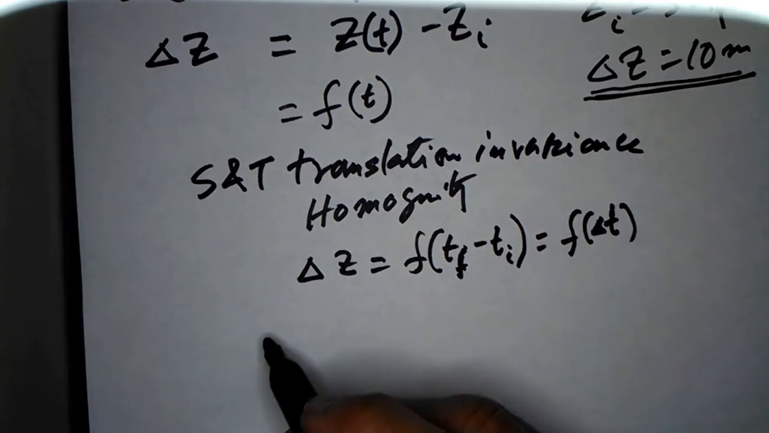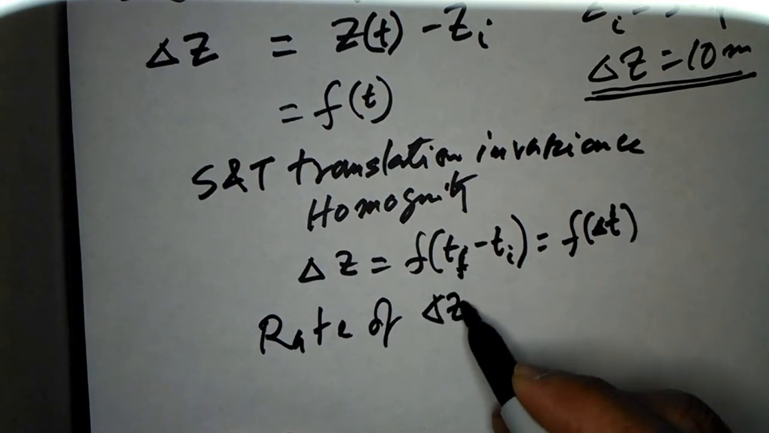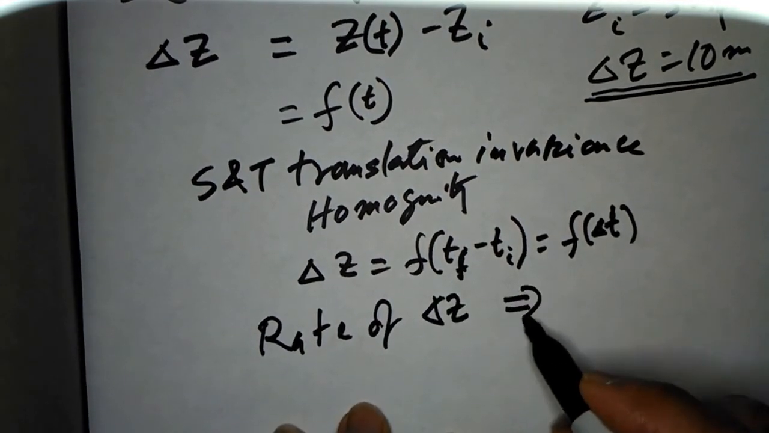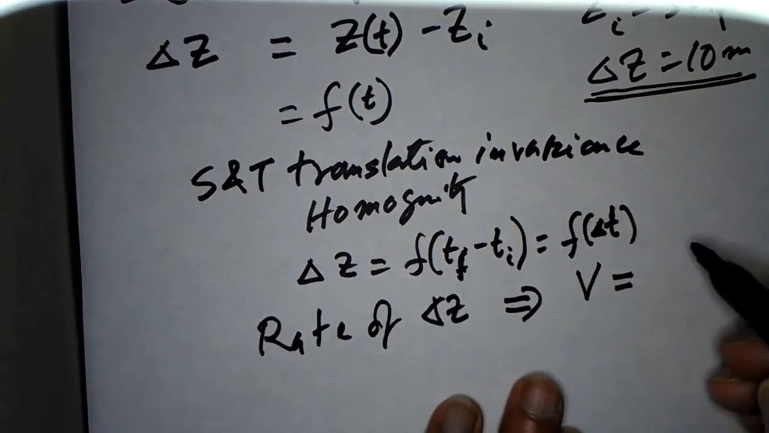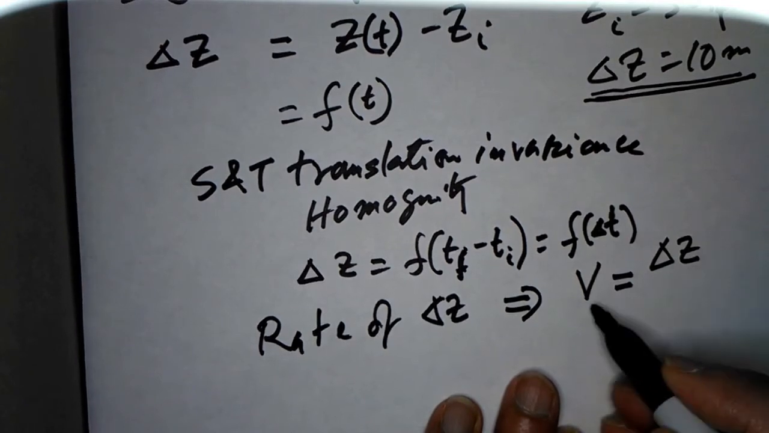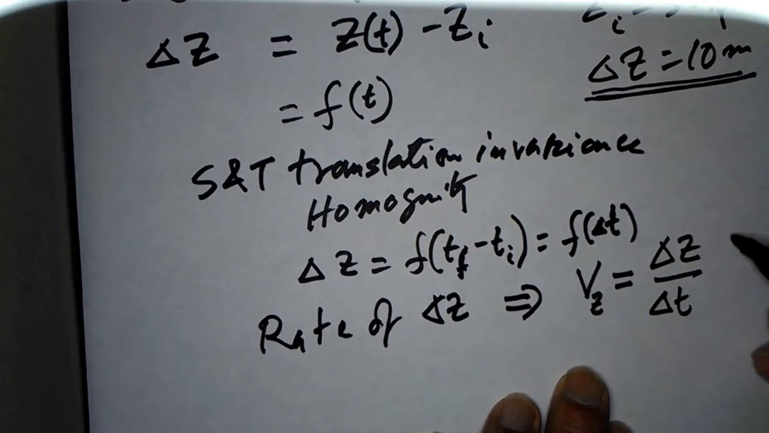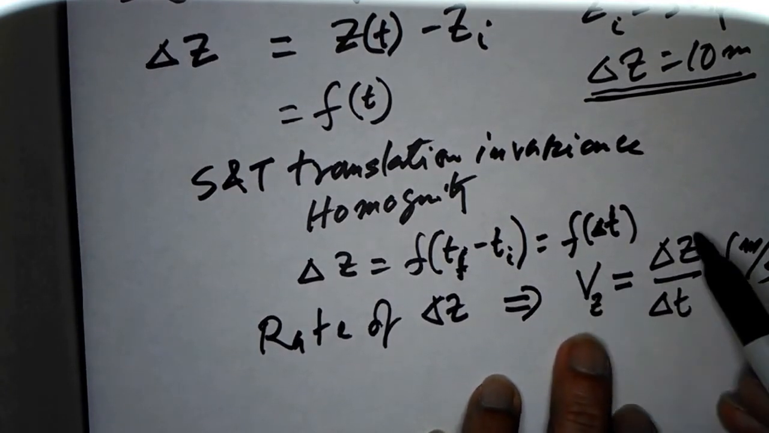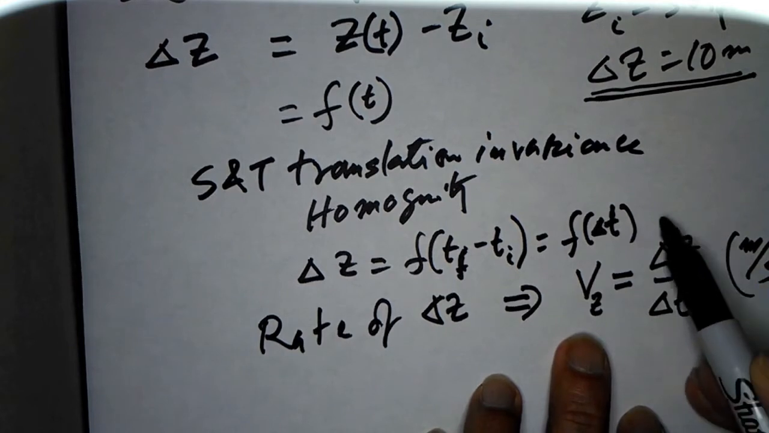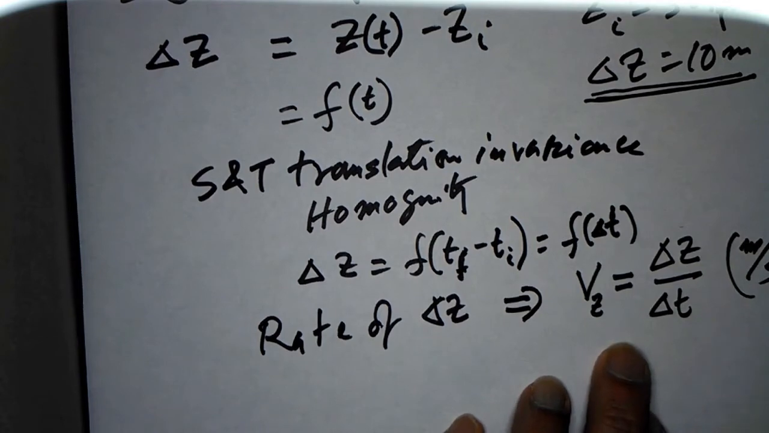So I can ask the question, what's the rate of change in motion? That brings me to velocity, constant velocity. Velocity is delta z over delta t, and since it's the z direction, I put the subscript z. This is in meters, this in seconds, so velocity would be meters per second. It measures how much the object has moved in the z direction in how much time, how many meters in how many seconds.